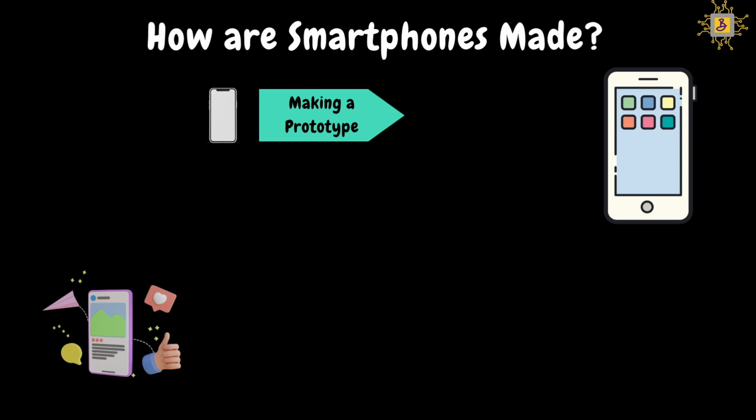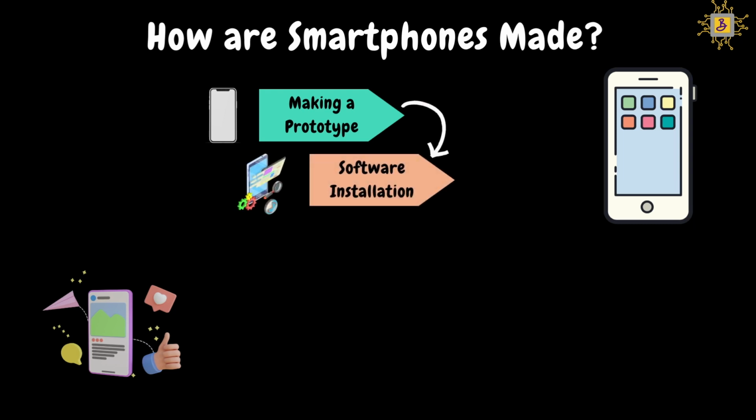The research team will prepare a prototype, which is nothing but a preliminary model, and obtain the feedback from their company management and different teams. If any changes need to be made, they will incorporate it accordingly. Once the final approval is received from the higher officials, then the product will be passed to the next stage, which is software installation. In this stage, the software team will install the operating system and other required applications.